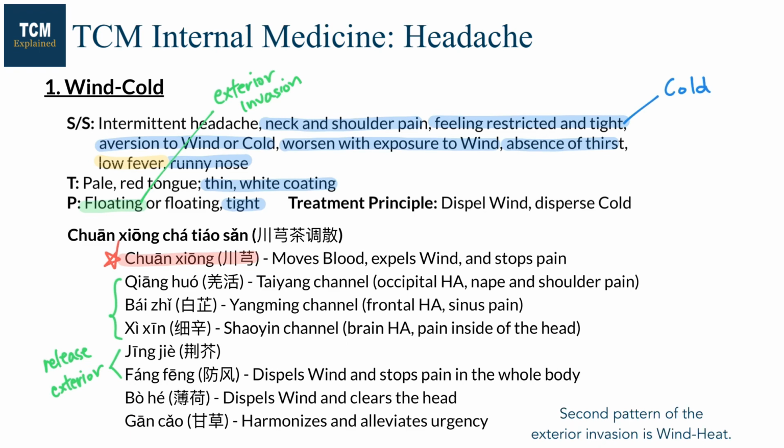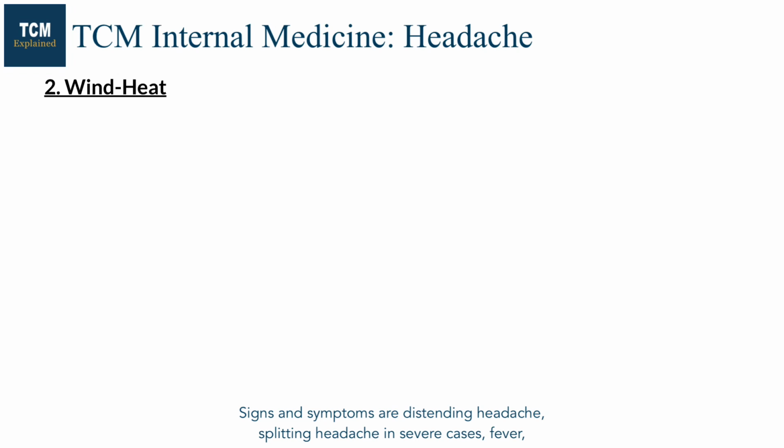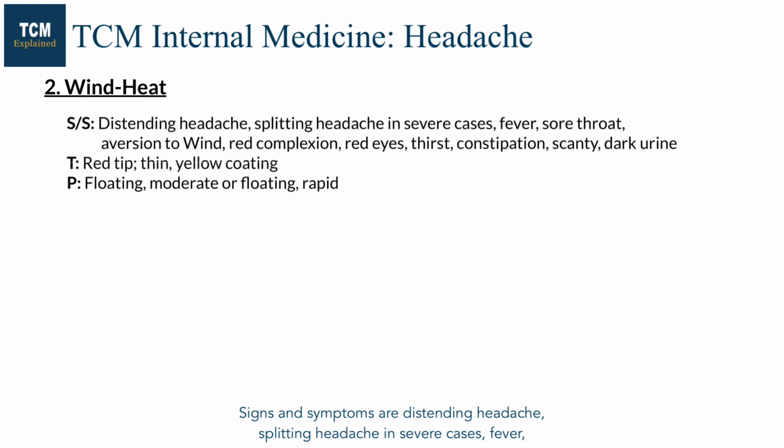Second pattern of the exterior invasion is wind heat. Signs and symptoms are distending headache, splitting headache in severe cases, fever, sore throat, aversion to wind, red complexion, red eyes, thirst, constipation, and scanty dark urine. Tip of the tongue is red and the coating is thin and yellow. Pulse is floating and moderate, or floating and rapid.